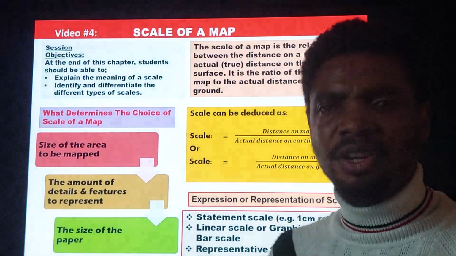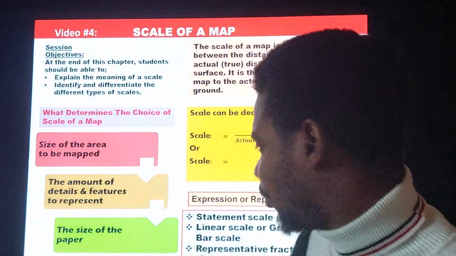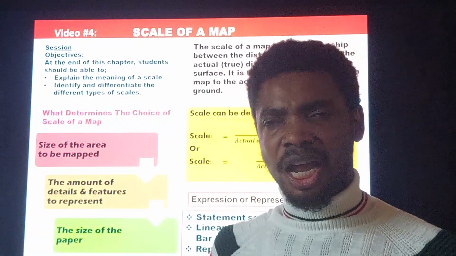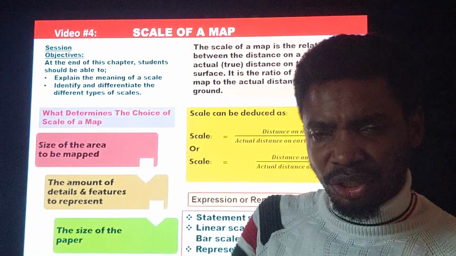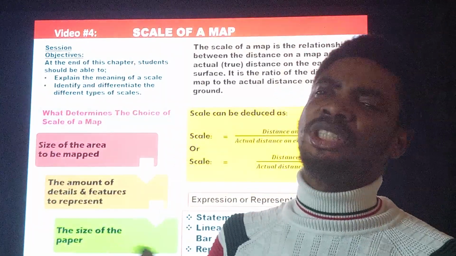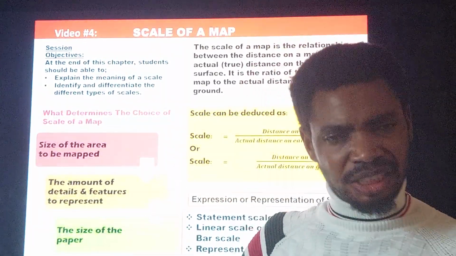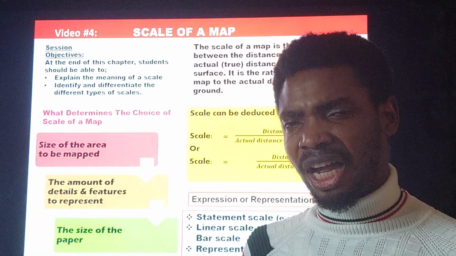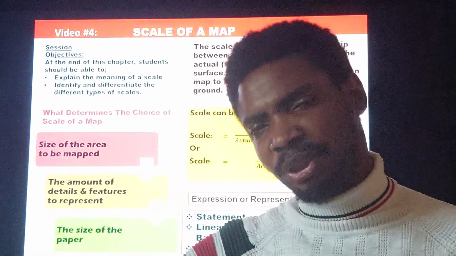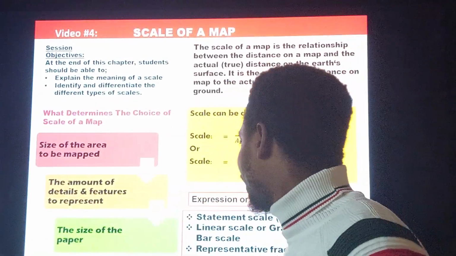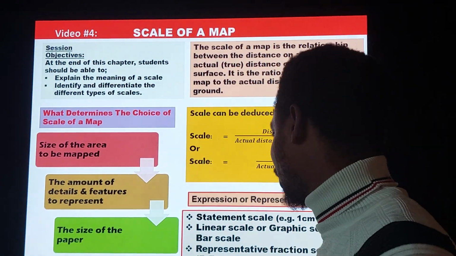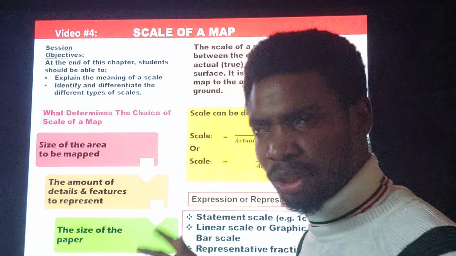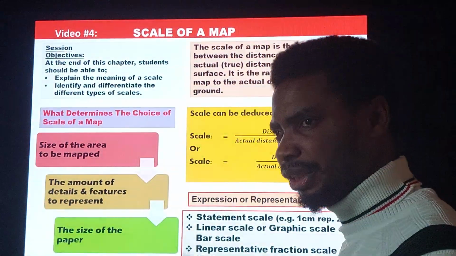Then number two, we have the linear scale, or graphic scale, or bar scale. In this one, you have a line, and you calibrate the line and put the kilometer equivalent on it. So you use your ruler to determine the centimeter and you equate it to the kilometer on that line. Then number three, we have the representative fraction, with examples which we are going to see in the next slide.